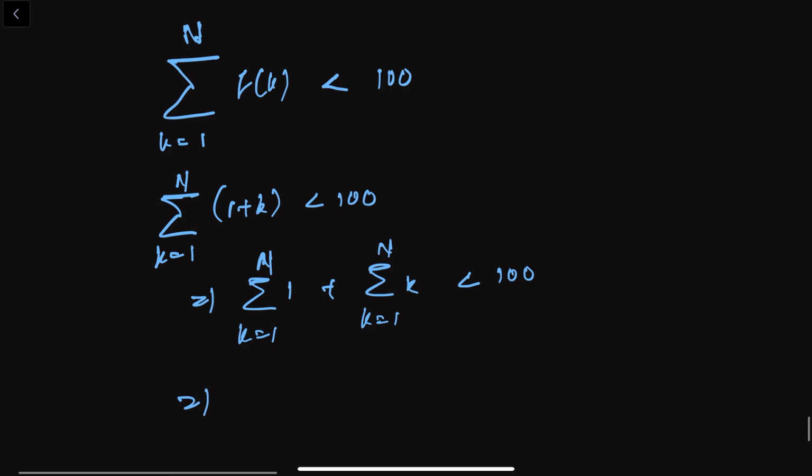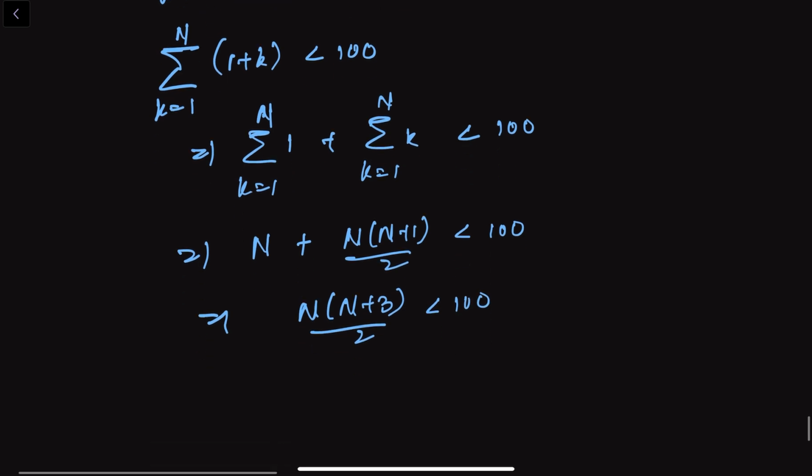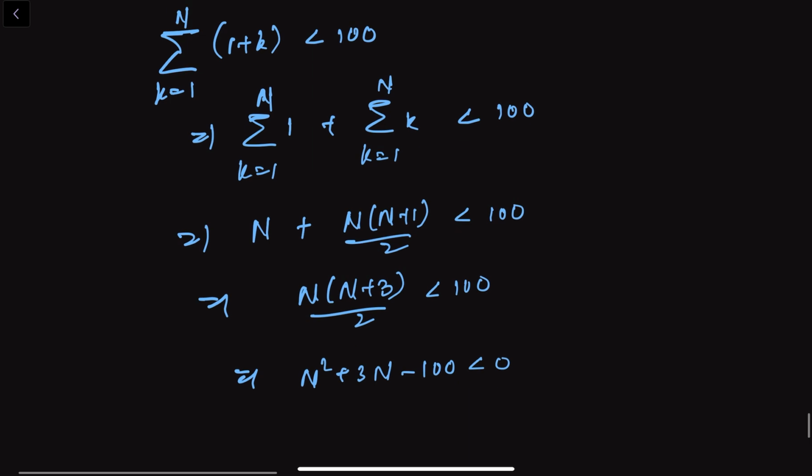Summation of 1, n times, is nothing but adding 1 n times. And 1 plus 2 plus and so on till n is nothing but the sum of the first n natural numbers, that is n into n plus 1 by 2. So that means n into n plus 3 by 2 is less than 100. So that means n square plus 3n minus 100 is less than 0.